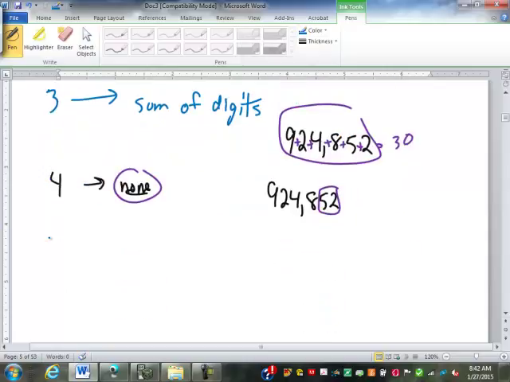How can you tell if something's divisible by 5? Ends in 5 or 0. That's pretty simple.